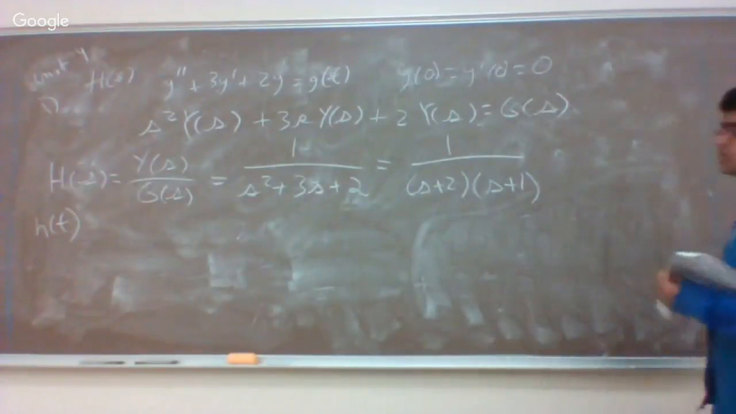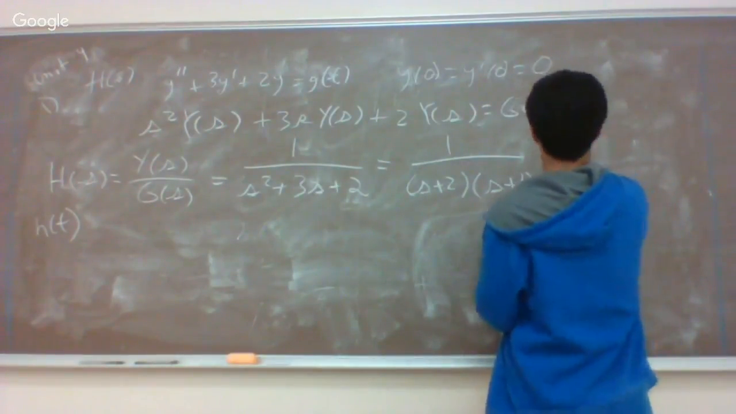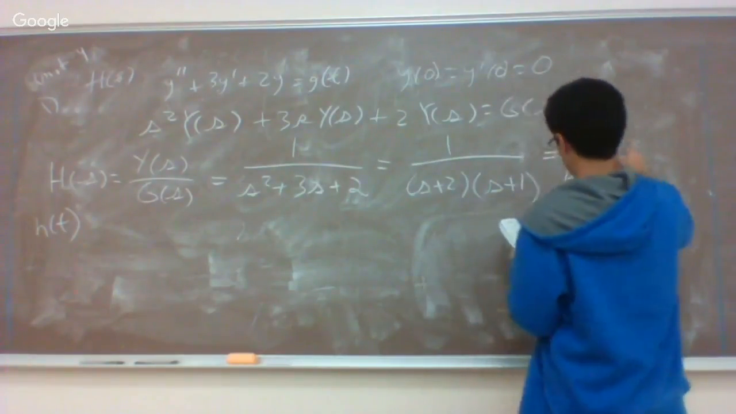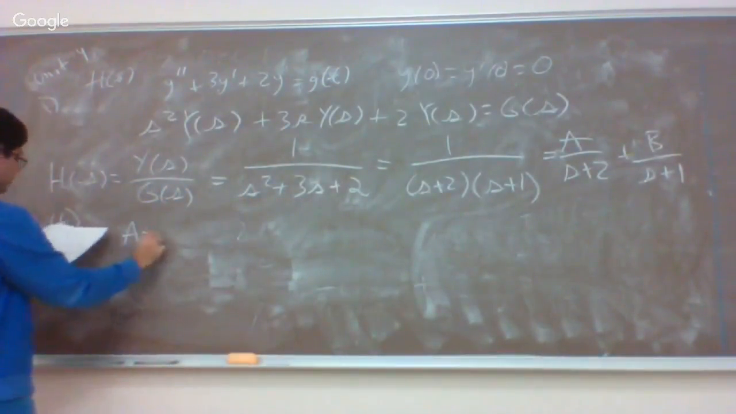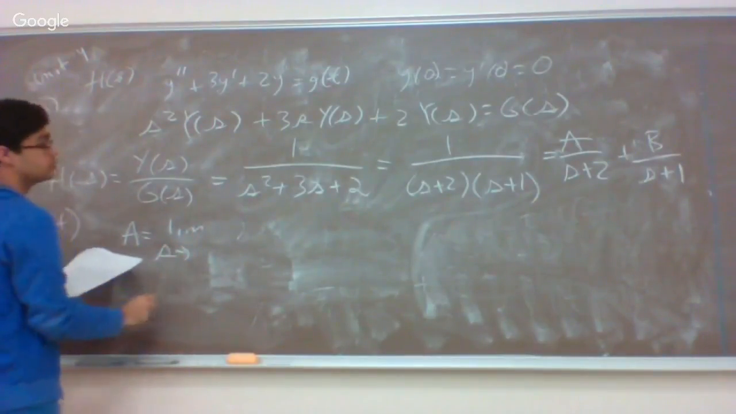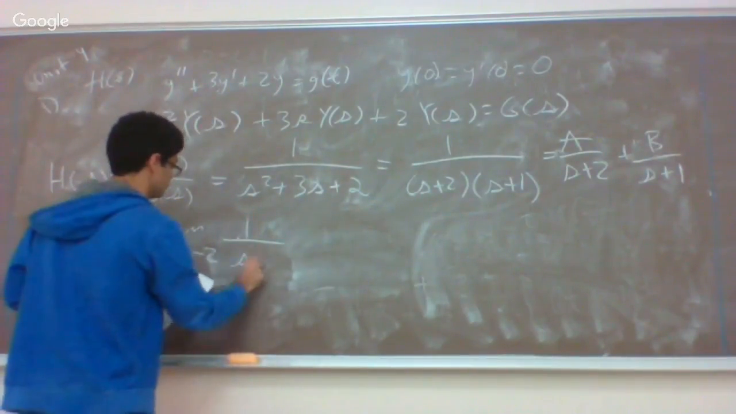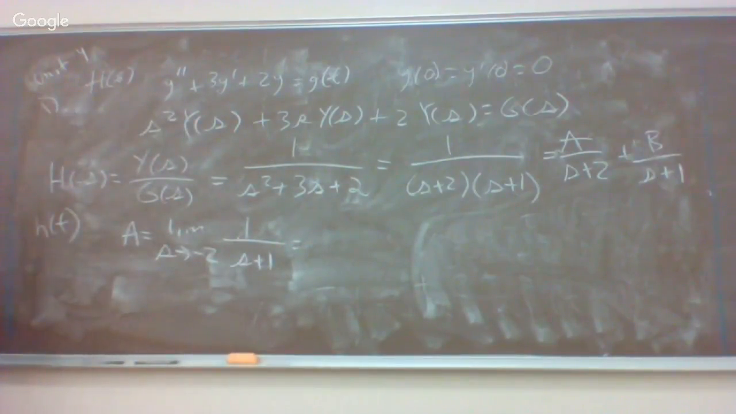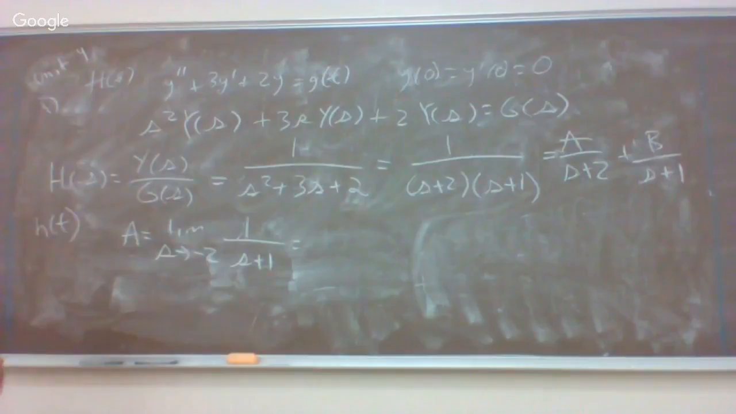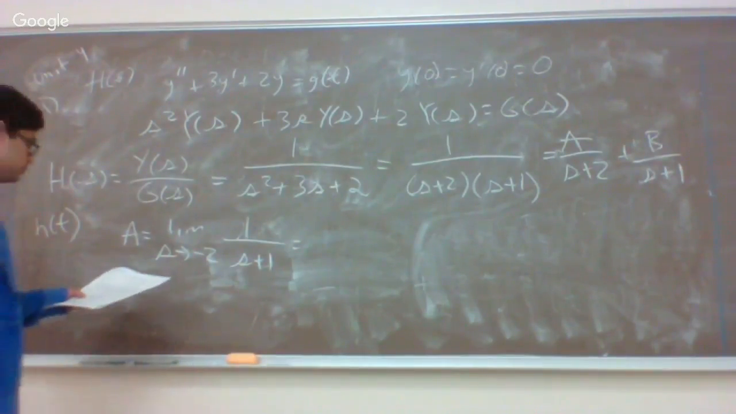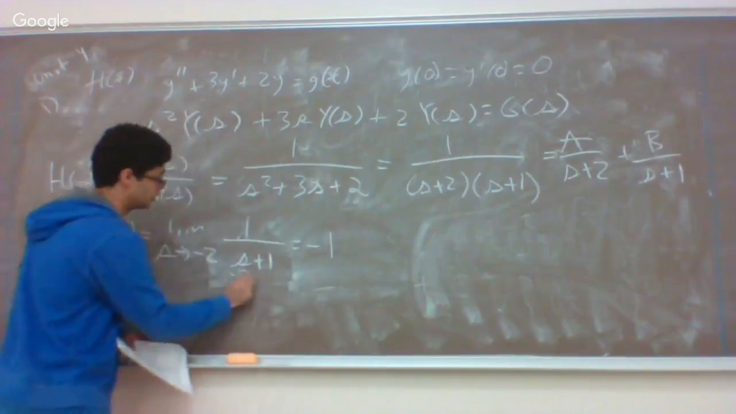And if you want to, partial fractions: equal to A over s plus 2 plus B over s plus 1. A is equal to the limit as s approaches -2 of the quantity 1 over s plus 1. You guys all understand that, right? I multiply by s plus 2 to everything. S goes to 0 when s is equal to -2. So here, I plug in a -2 here, get a -1. -2 plus 1 is equal to -1.